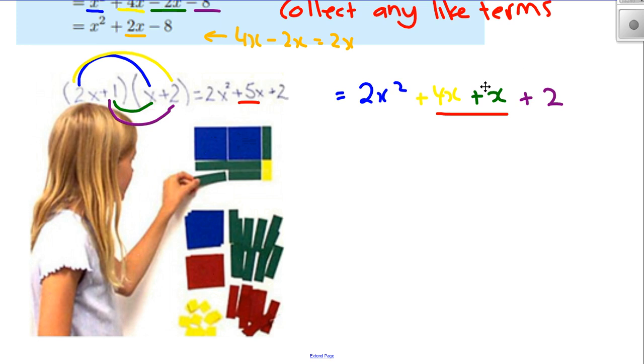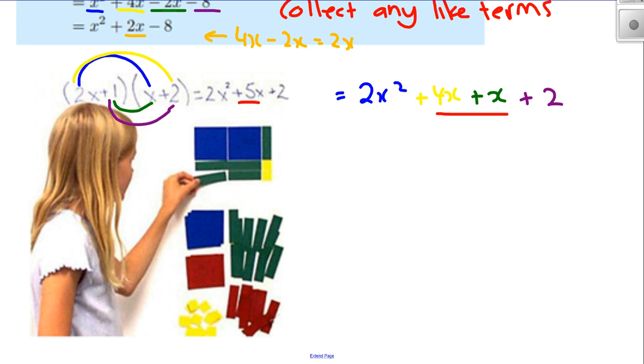Combine any like terms. We've got a constant here, we've got an x squared here, but we've got x's here, so we can combine these. Positive 4x plus x is plus 5x. So 2x squared plus 5x plus 2. They've kind of tried to demonstrate it visually for you here. So if you've learned a visual method through someone else, that's okay, you can keep using that method.